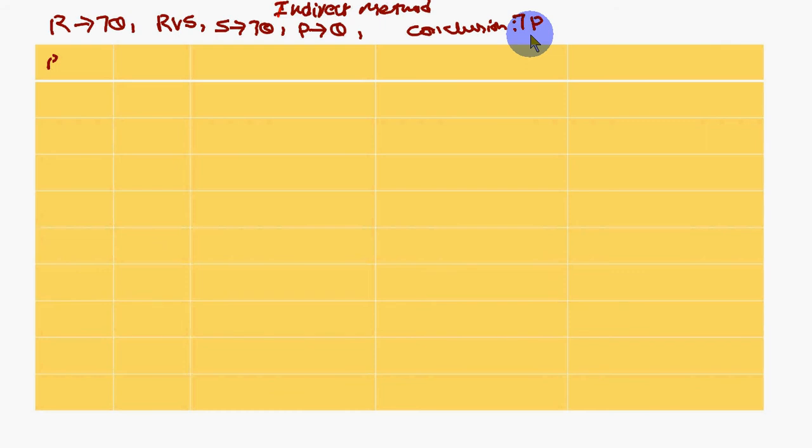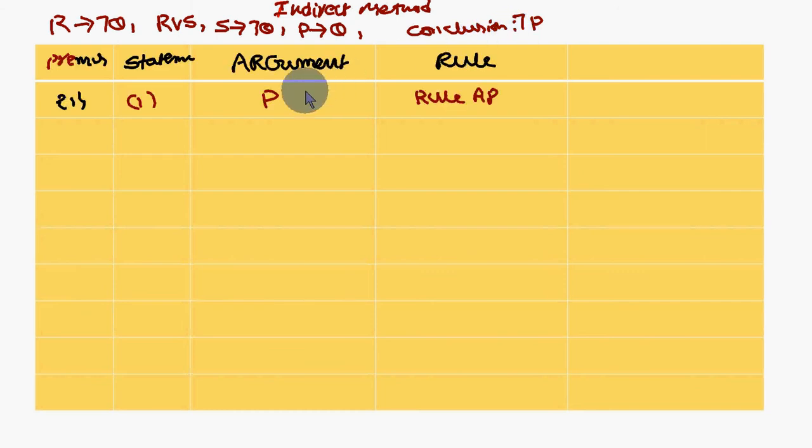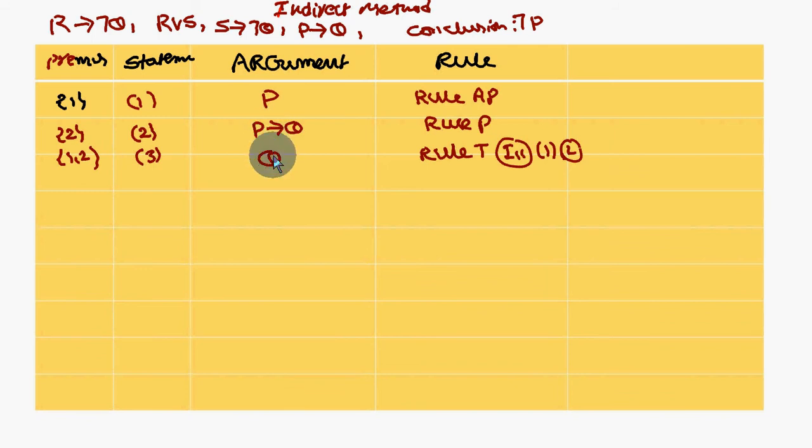The conclusion is not P. In the indirect method, you have to consider the negation of the conclusion. Therefore, the negation of the conclusion, P, is introduced as a rule of additional premises. Next, P conditional Q, introduce P conditional Q as rule P. If you combine these two statements by implication I11, P will get cancelled, and you are left with Q, combining statements 1 and 2.